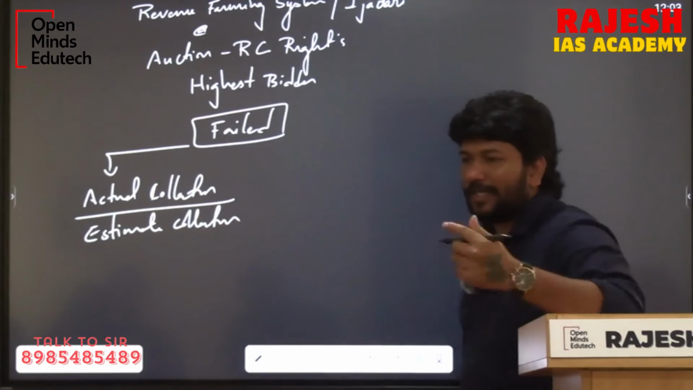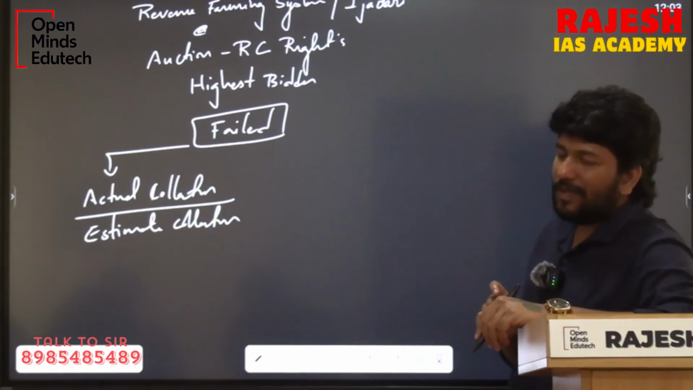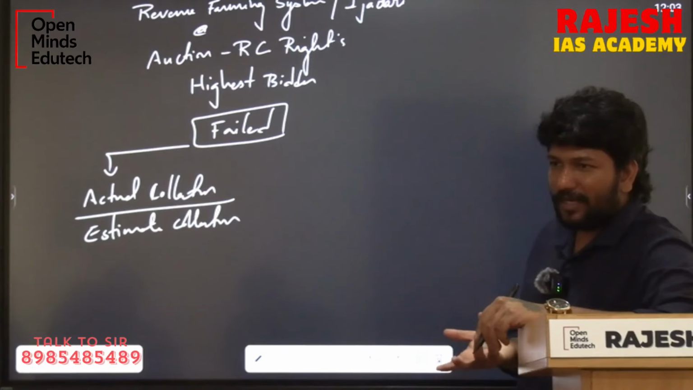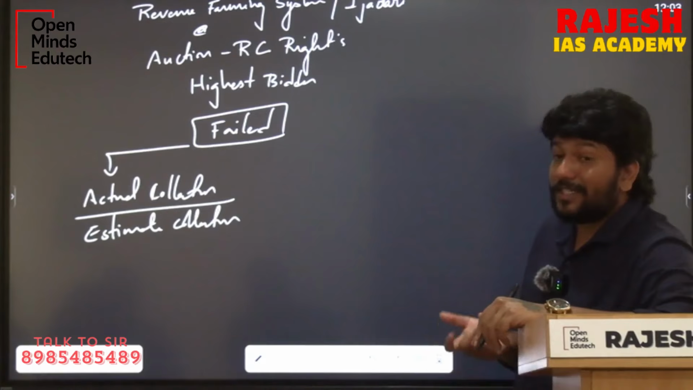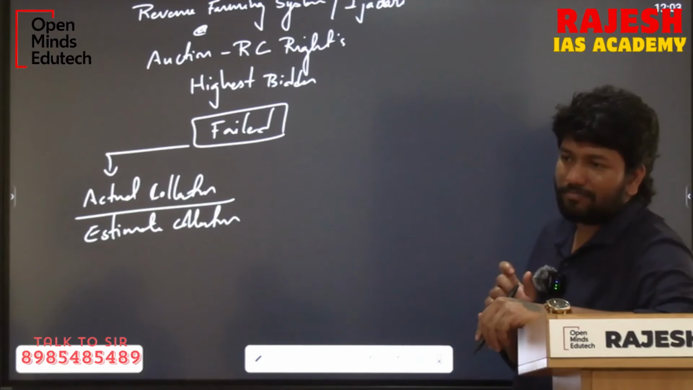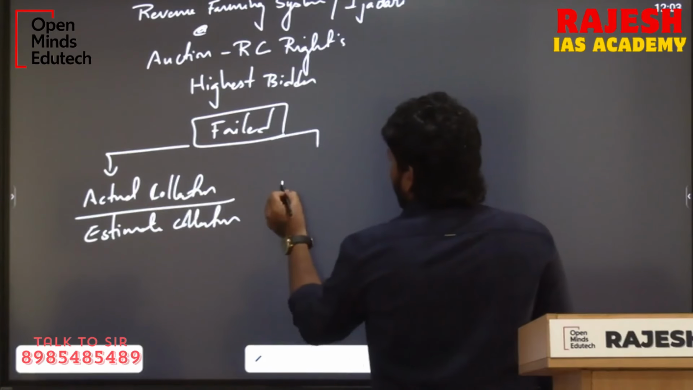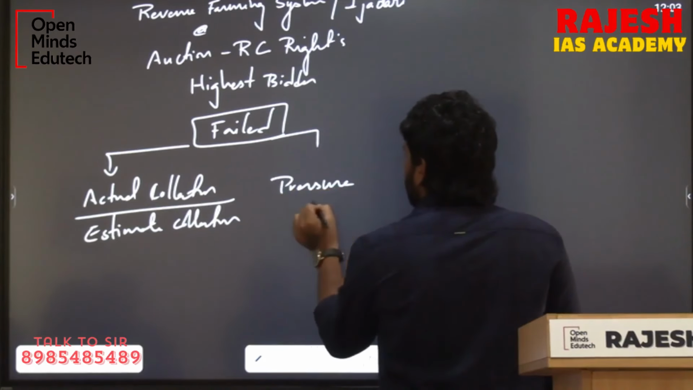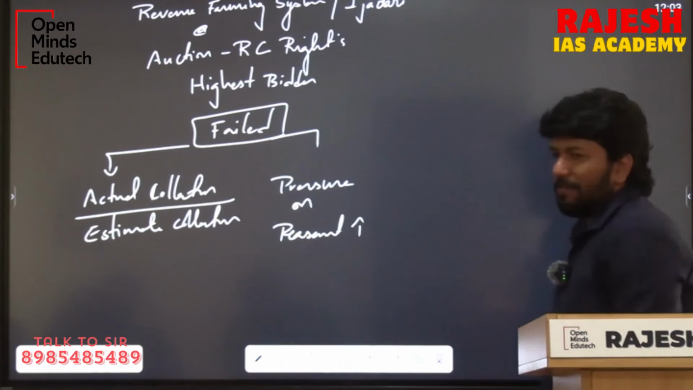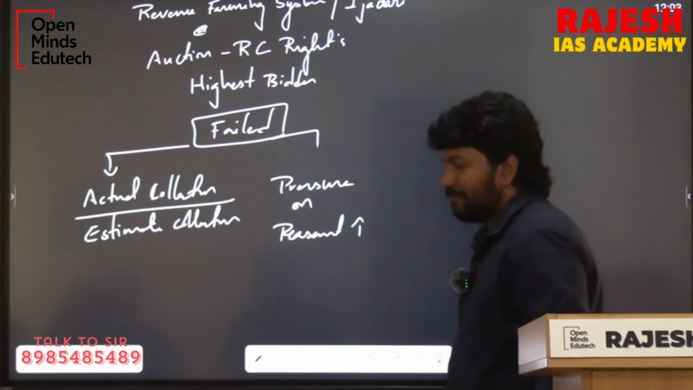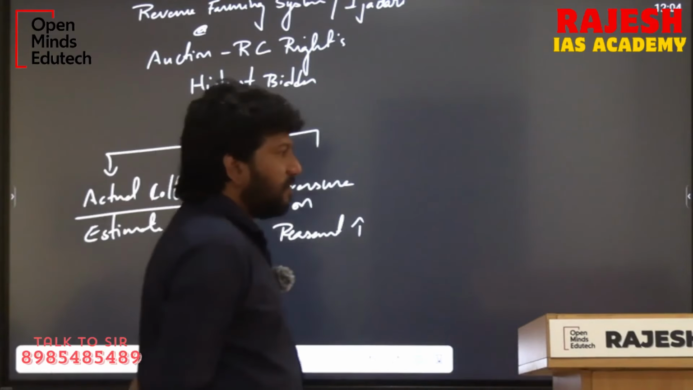Will the bidder show interest next time? If this deviation is too much, will the bidder show interest next time? Because every year it will be given to anyone, right? So what do bidders do? Next time they try to bid less, next time further less. Next problem: pressure on peasants will increase, right or wrong? How? Pressure on peasants will increase. How?